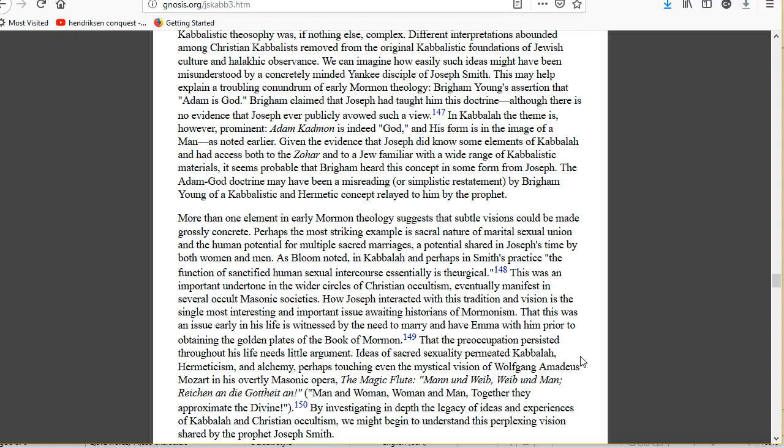In Kabbalah, the theme is, however, prominent. Adam Kadmon is indeed God, in quotes, and his form is in the image of a man, as noted earlier. Given the evidence that Joseph did know some elements of Kabbalah and had access both to the Zohar and to a Jew familiar with a wide range of Kabbalistic materials, it seems probable that Brigham heard this concept in some form from Joseph. The Adam-God doctrine may have been a misreading or a simplistic restatement by Brigham Young of a Kabbalistic and Hermetic concept relayed to him by the prophet.